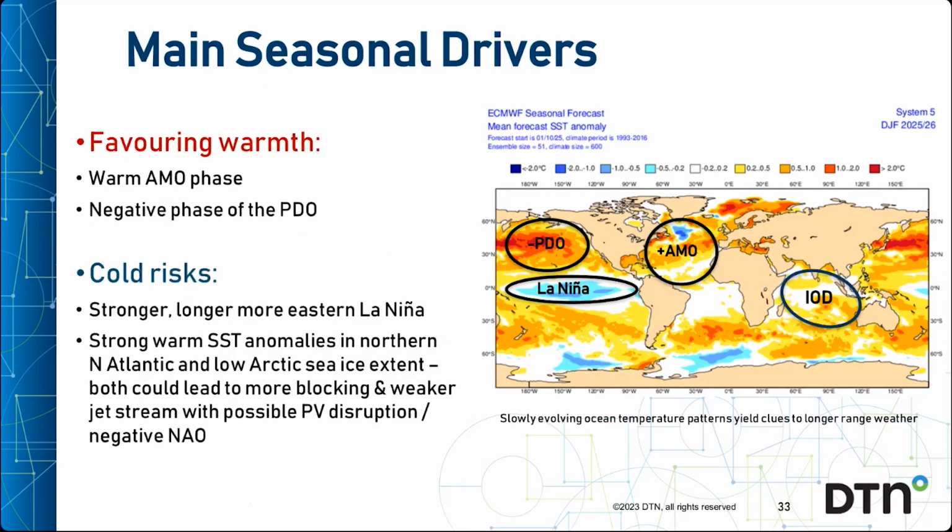So, favouring a warmer or at least milder than average winter for much of Europe are the warm AMO and the negative PDO phase. But if the North Atlantic finds itself more strongly warmer than normal, there could be risks of northern blocking and a negative NAO pattern emerging at times, perhaps more frequently, bringing colder risks to the forecast. But greater cold risks come via the low Arctic sea ice extent and the increased Siberian snow, which could help lead to more high latitude blocking.